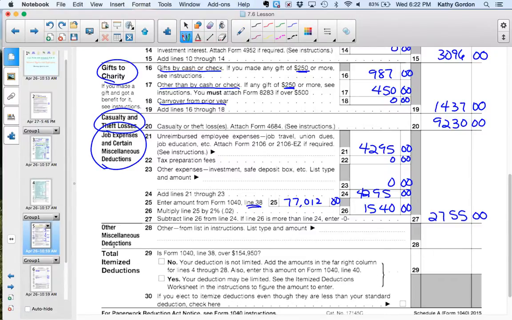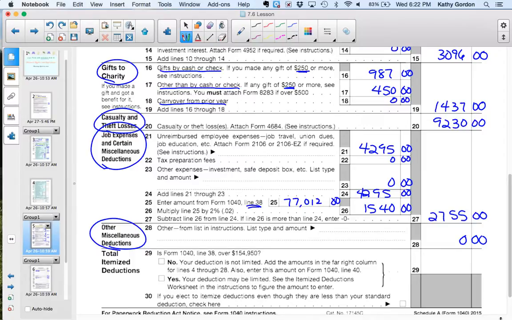Okay. Last category is anything else that you think you should be able to deduct. You've seen in the instructions that you're able to, but it's not specifically already listed here. You can list it in line 28 and put your total in that box. We don't really have anything else that hasn't been listed.